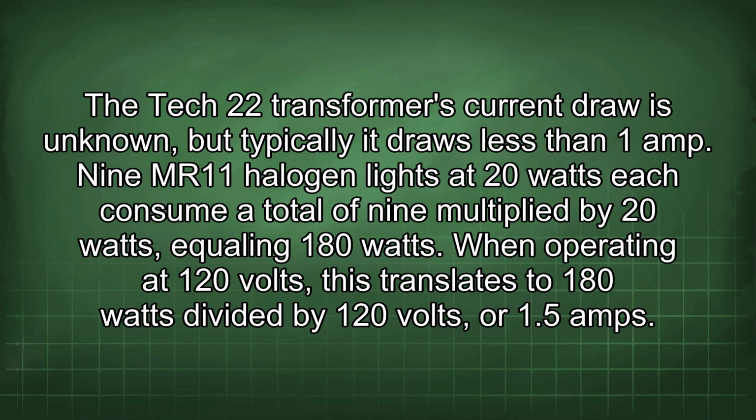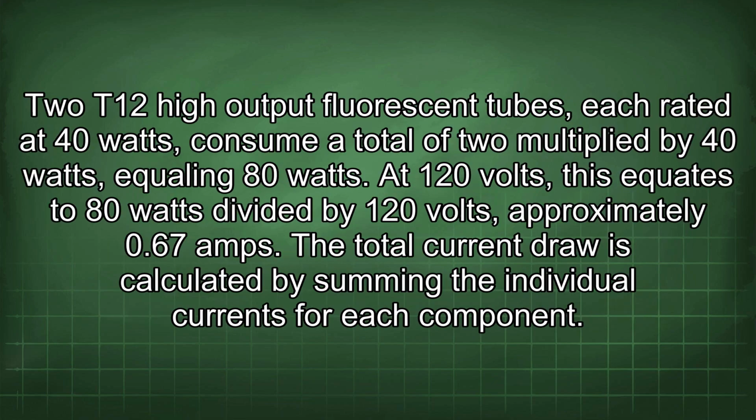9 relevant halogen lights at 20 watts each consume a total of 9 multiplied by 20 watts, equaling 180 watts. When operating at 120 volts, this translates to 180 watts divided by 120 volts, or 1.5 amps. 2 T12 high-output fluorescent tubes, each rated at 40 watts, consume a total of 2 multiplied by 40 watts, equaling 80 watts. At 120 volts, this equates to 80 watts divided by 120 volts, approximately 0.67 amps.